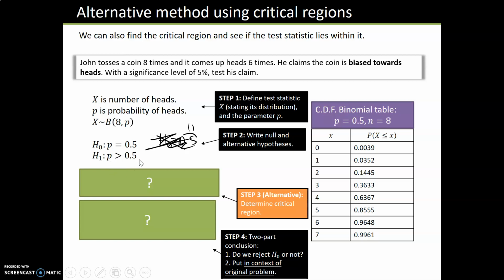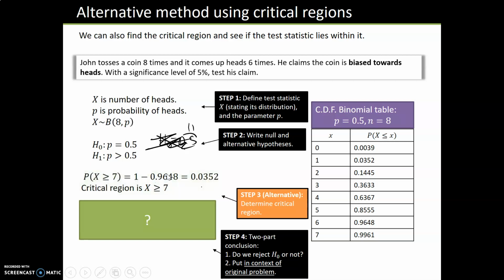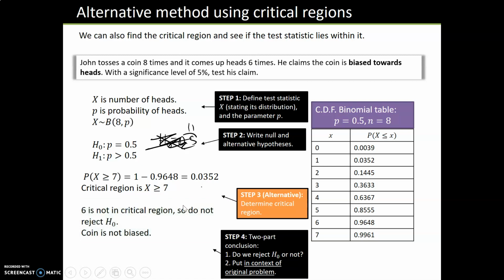So, critical region: what's the first one to go over 95%? That's this one, so you take the one above. The critical region is, you would need to write, x bigger than or equal to 7. Then the question is whether the test statistic you measured is in the critical region, and in this case it's not. So 6 is not in the critical region, so do not reject H0, or perhaps more correctly, you say fail to reject H0. And again, conclusion in context.